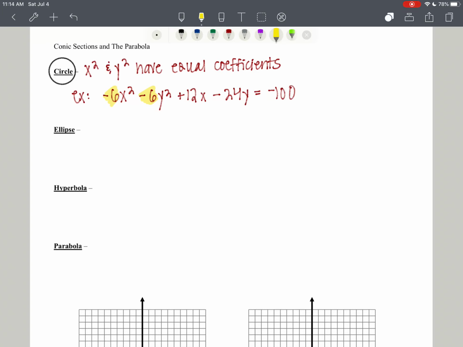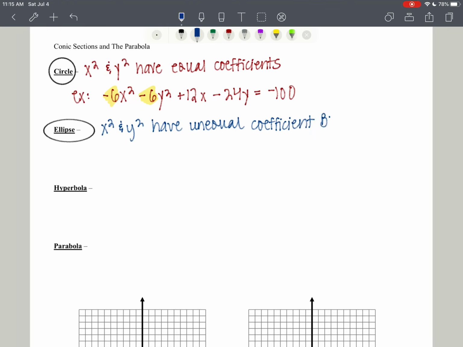Now an ellipse happens. I'm going to try and draw a picture of an ellipse. Let's see if it'll let me do this. There we go. That's an ellipse. So an ellipse happens when x squared and y squared have unequal coefficients but the same sign. So they're both positive or both negative.